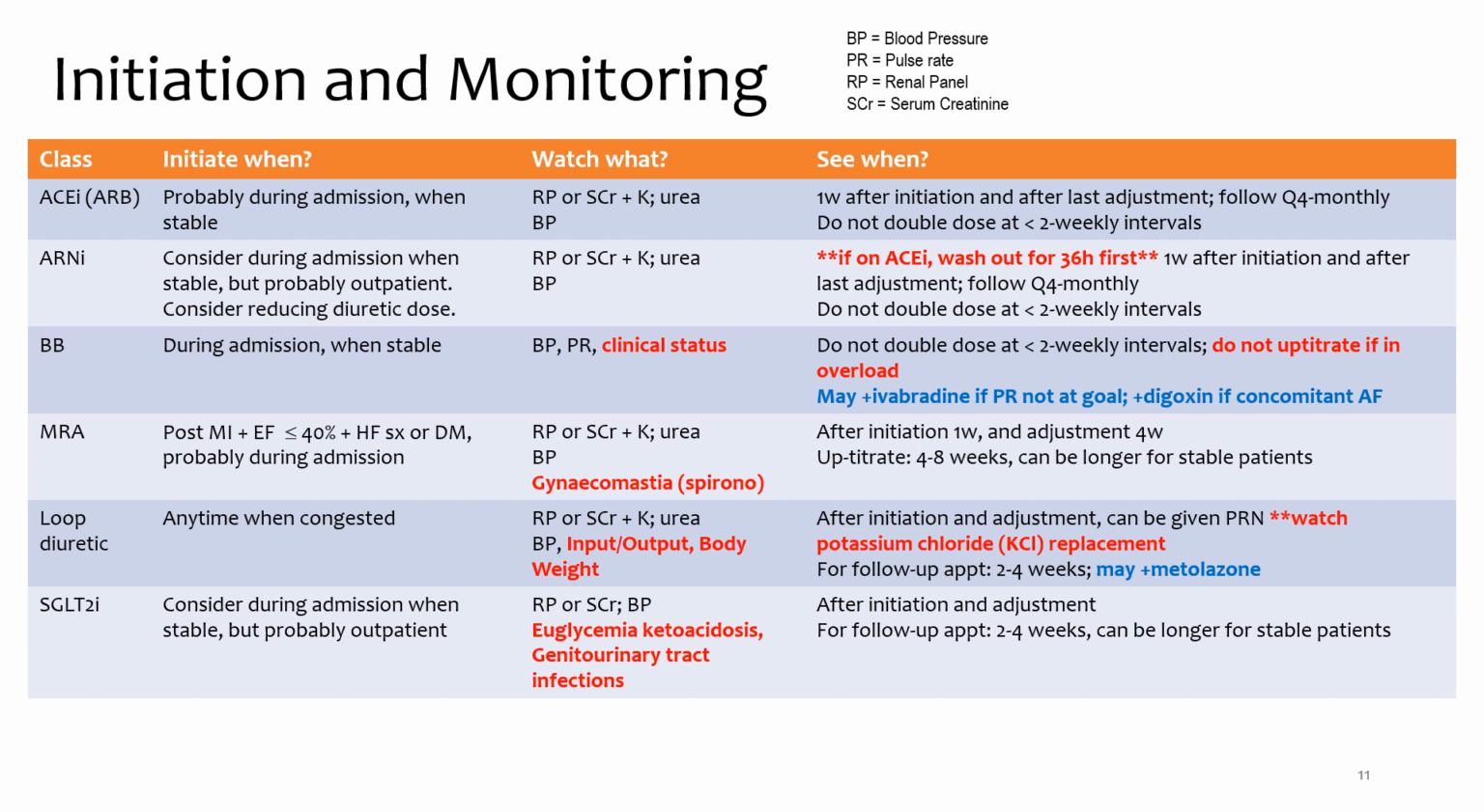Clearly, common sense is that when they are overloaded, you have to use the loop diuretics, and therefore the loop diuretics, whether in the IV form or the oral form, are what you generally use as first line whenever patients come in with fluid overload or congestive symptoms.